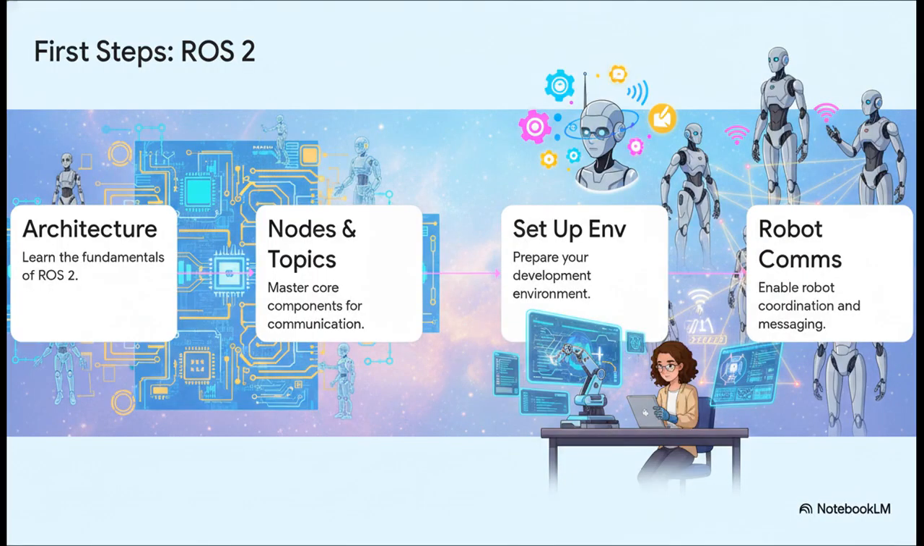So your first quest, if you will, is to get a handle on ROS2. And it breaks down into these 4 key steps. First, you've got to learn the core architecture, the big picture. Then you get into the nitty-gritty, nodes and topics. Just think of nodes as tiny little programs for each part, like one for the camera, one for a wheel, and topics are the mail routes they use to send messages to each other. Simple, right? After you set up your environment, you're ready to get them all talking. You absolutely have to nail this stuff, because it's the foundation for literally everything else.